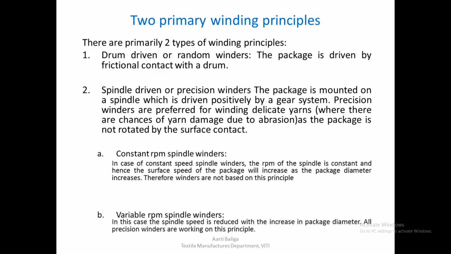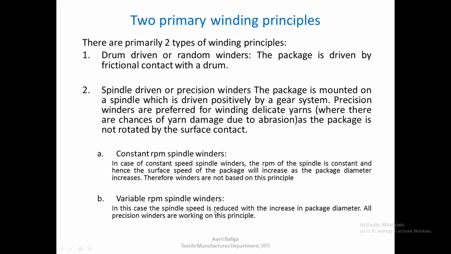but we have to know this principle and we'll try to understand it. Then there are variable RPM spindle winders. In this case, the spindle speed is reduced with the increase in package diameter. All precision winders are working on this kind of principle. So we should try and understand these different types of winders, their principles, and then we will try step by step to understand how certain settings can be changed, or certain things can be changed on these machines to change the angle of wind and the traverse ratio.